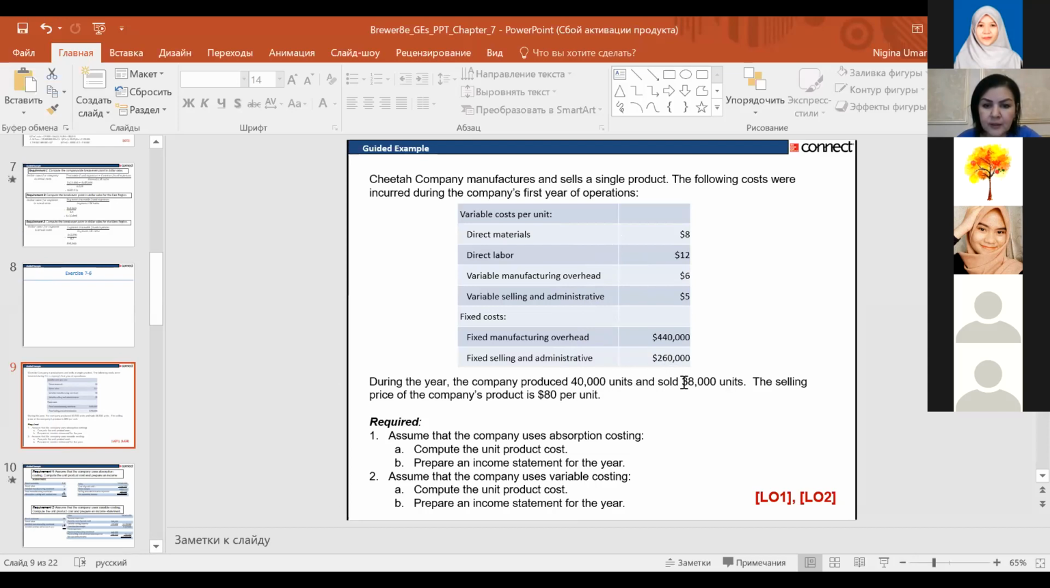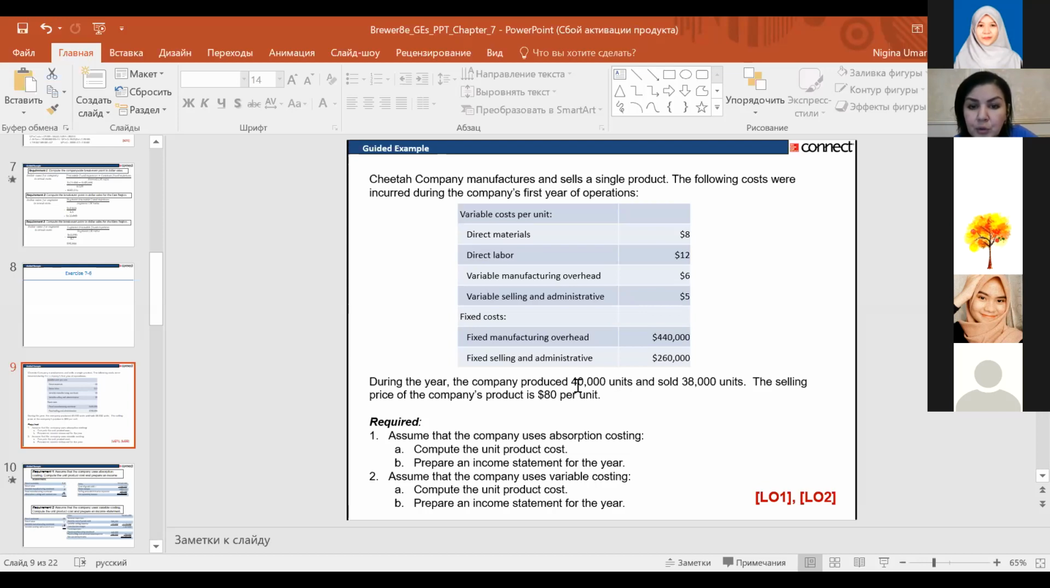So what happens to the inventory? Just quickly look at this. Has inventory increased or decreased? Increased, yes. So when it increases, you should keep in mind that absorption costing profit must be higher than variable costing profit if inventory increases.